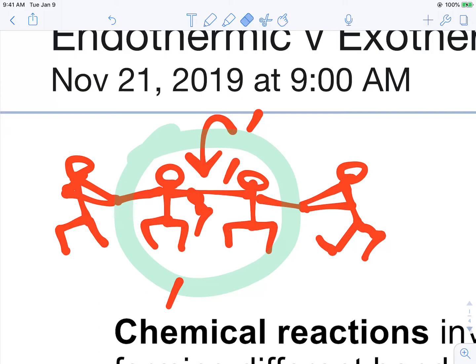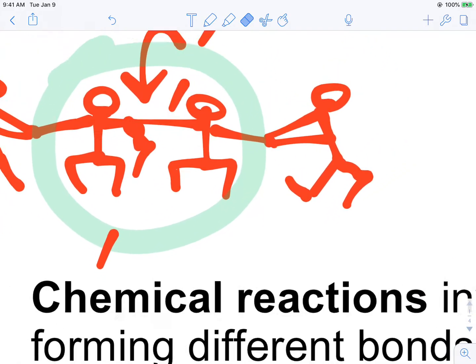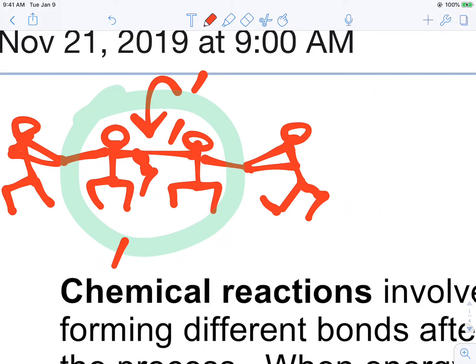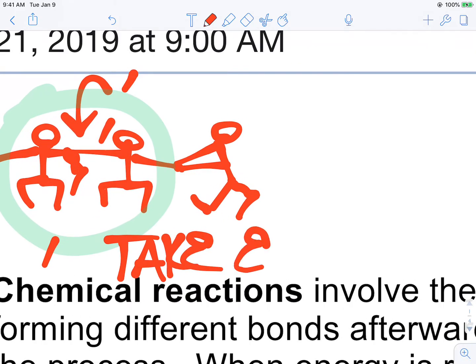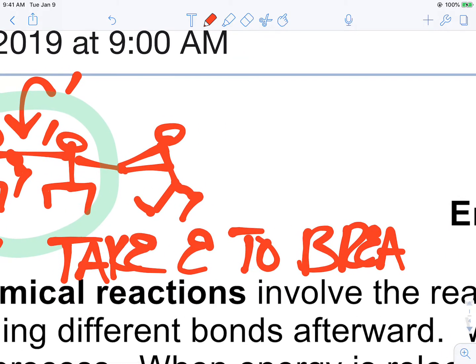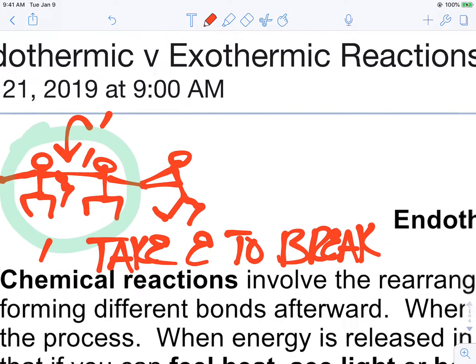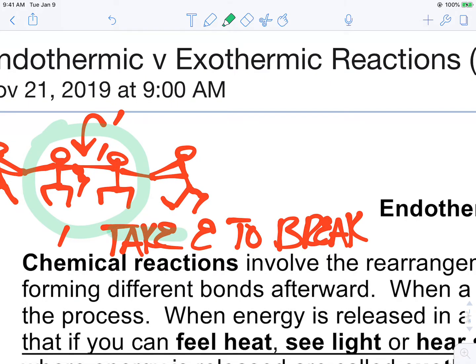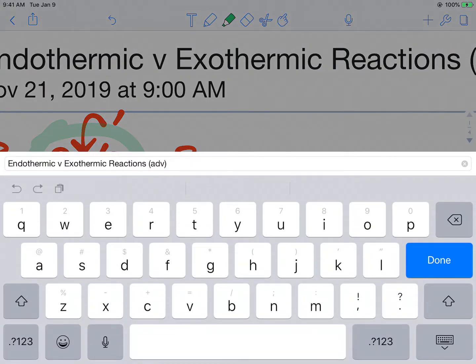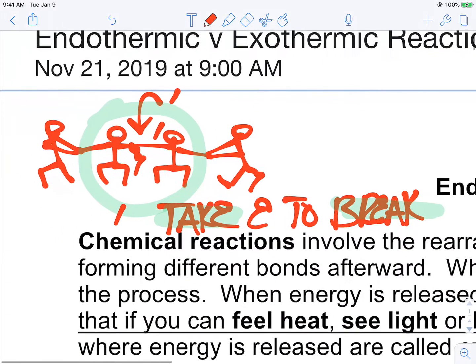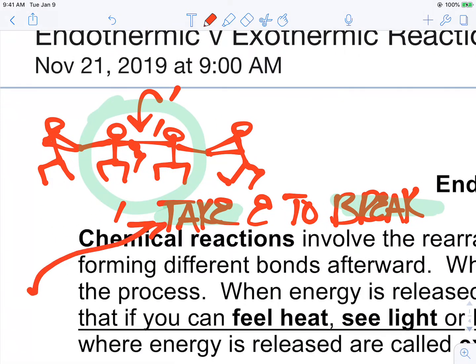So what does that mean? Well, in this case, we're going to write ourselves a little note that reminds us that it takes energy. So I'm going to write take energy to break. And by breaking, we are breaking chemical bonds. And so in this case, how I can remember this is if I'm taking in energy or absorbing, I'm going to break something. So take to break, and that helps because they rhyme. But remember that by saying take, we mean that we are having more absorption of energy.